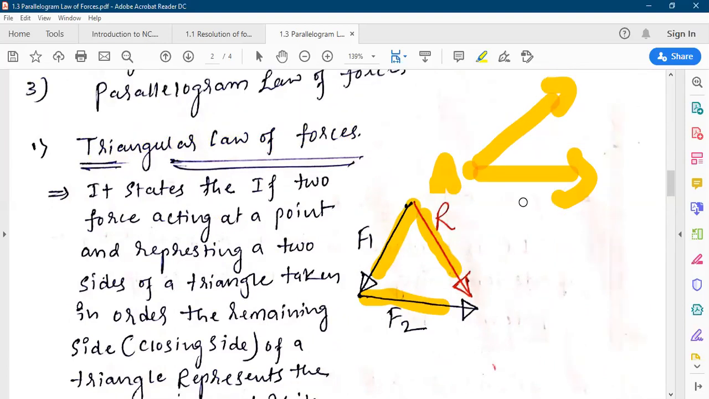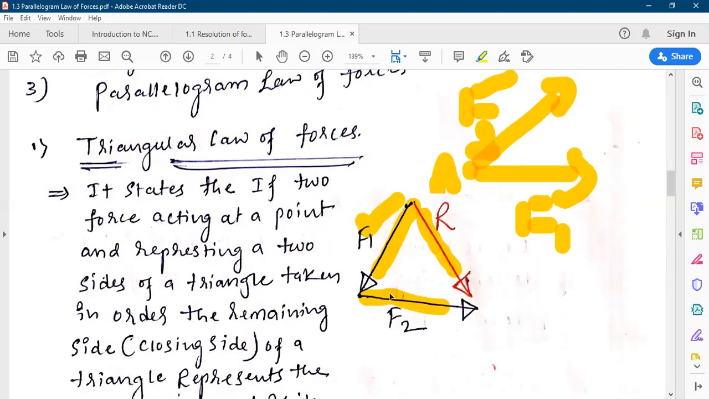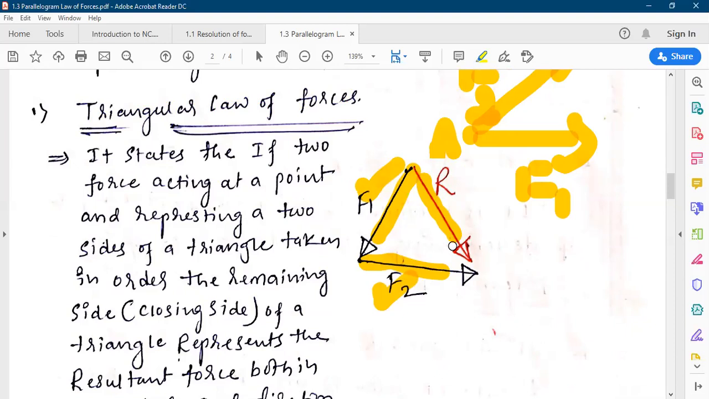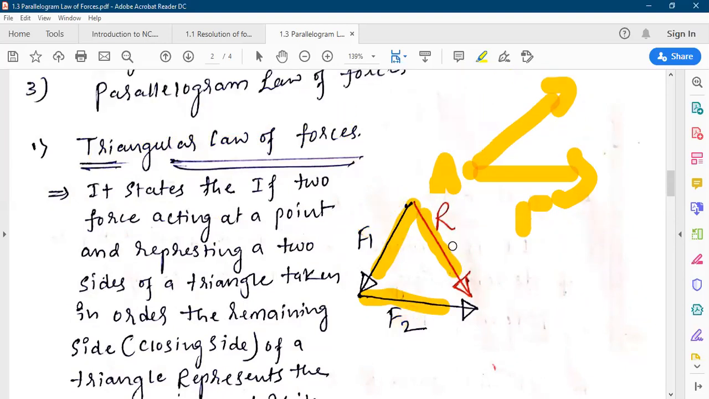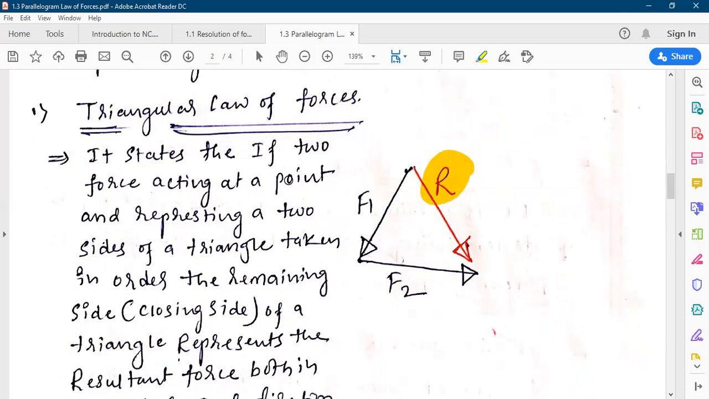So if two forces F1 and F2 are acting at a point simultaneously, those two forces can be represented as two sides of a triangle taken in order. That means the head of one force is attached with the tail of another force which is ahead, at the front. Similarly, if these two forces can be represented as sides of a triangle taken in order, the remaining closing side represents the resultant force. This is what the triangular law of forces says.